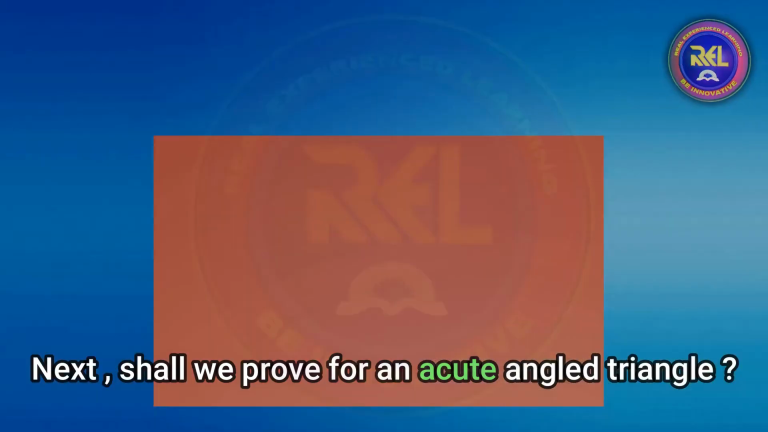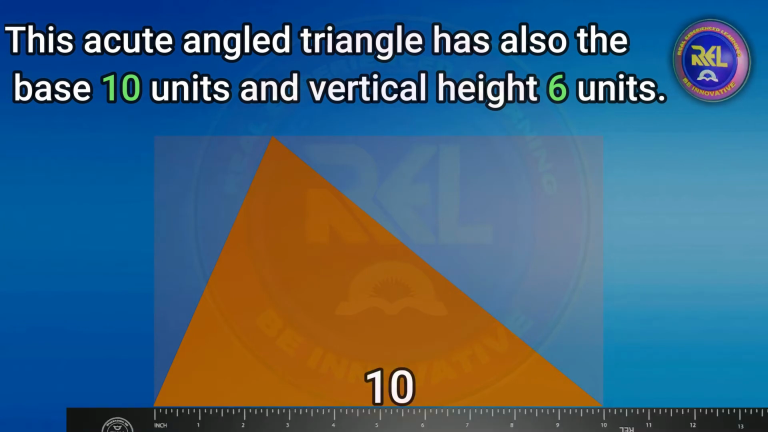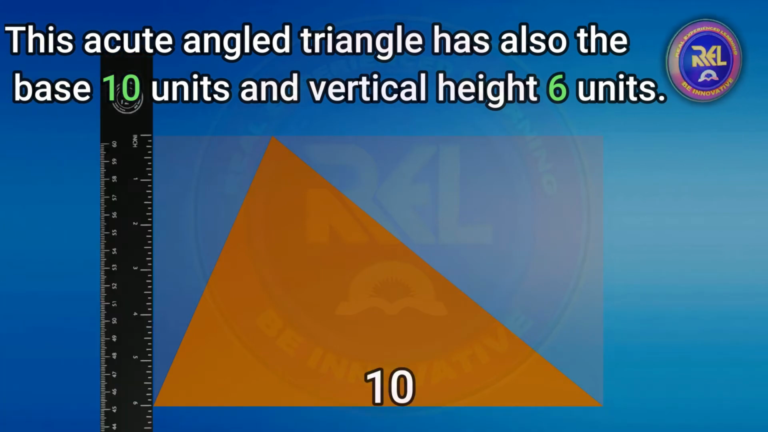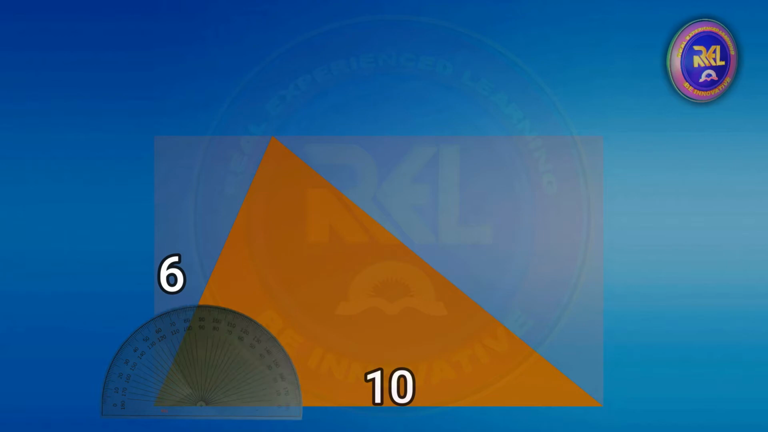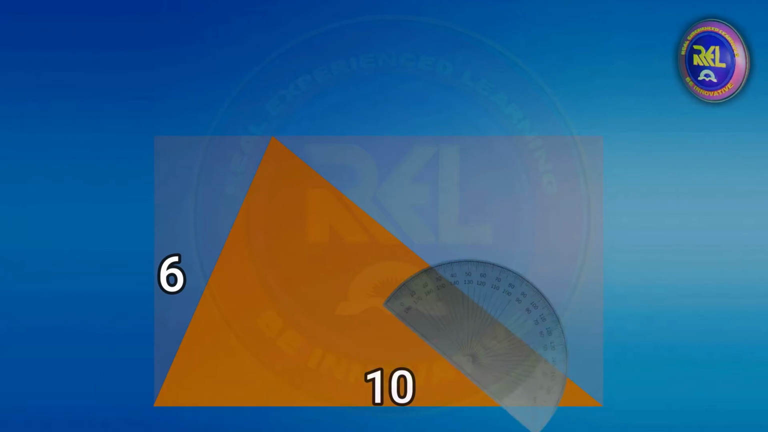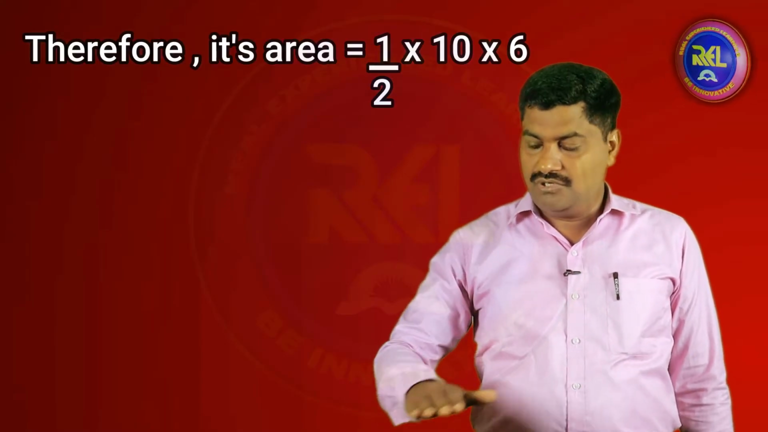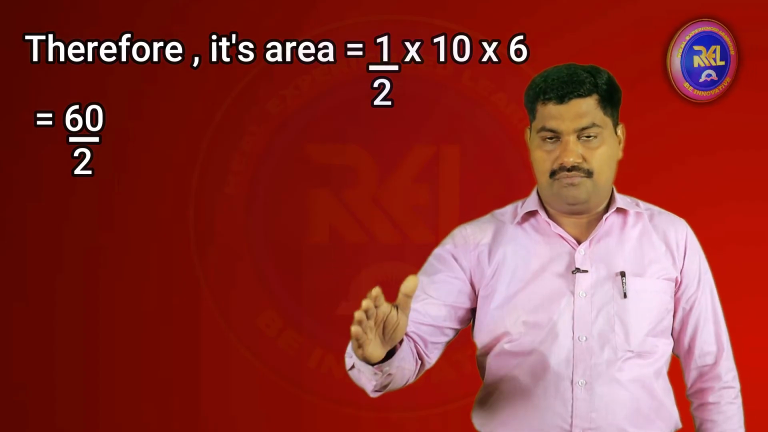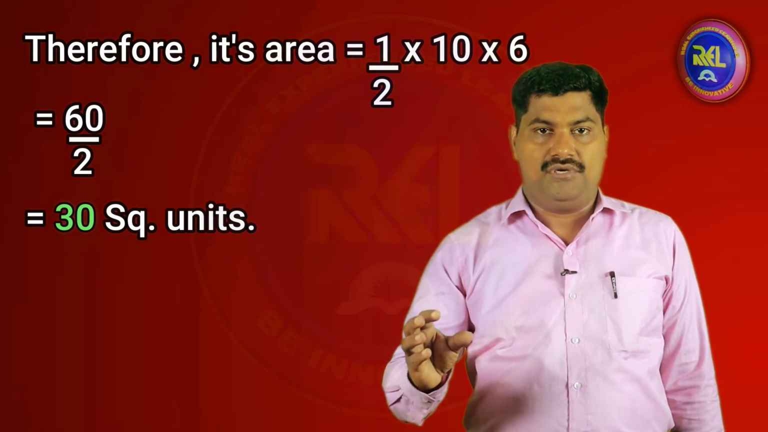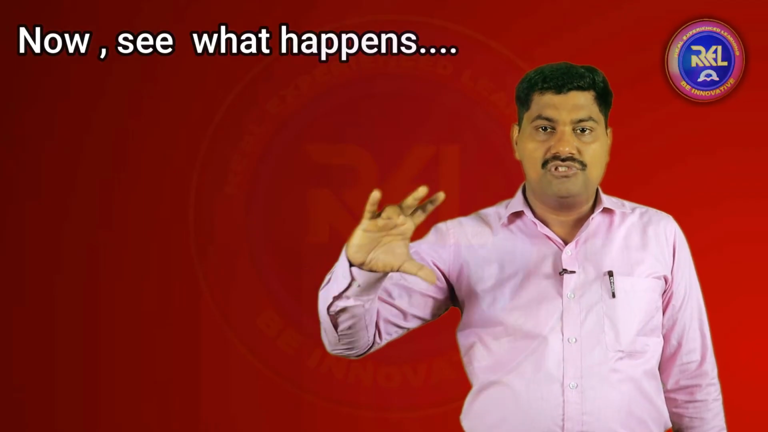Next, shall we prove it for an acute angle triangle? This acute angle triangle also has base 10 units and vertical height 6 units. Therefore, its area is also equal to half into 10 into 6, equal to 60 by 2, equal to 30 square units. Note that here B by 2 equals 5 units. Now see what happens.